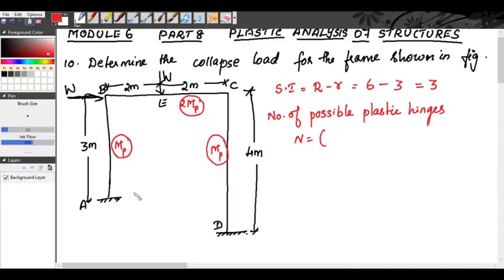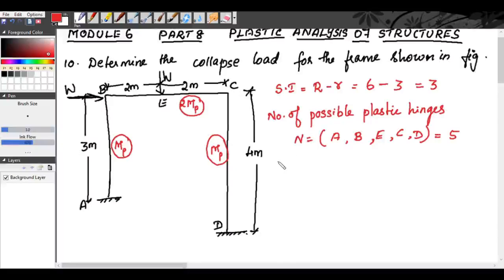So n will be equal to, since A is a fixed support, there is a possibility of a plastic hinge at A. Now B is a rigid joint. Also there is an application of concentrated load. So we will have a plastic hinge at B. Then at E, we have a concentrated load acting at E. That means there is a possibility of a plastic hinge at E. Now C is a rigid joint, so there is a possibility of a plastic hinge at C. D is a fixed support, so we will have a plastic hinge at D. So the total possibility of plastic hinges is 5.